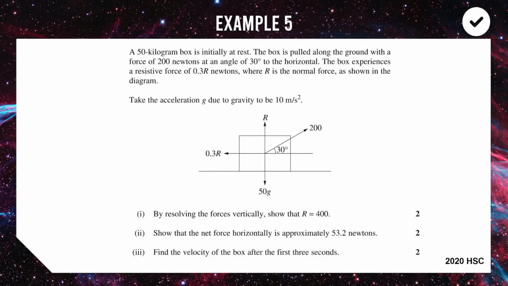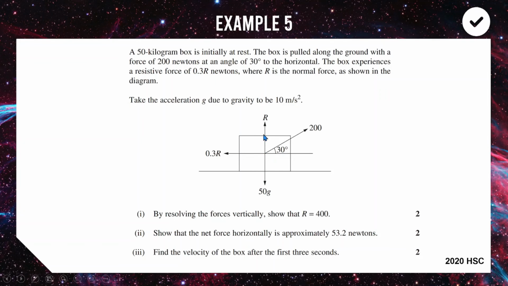Okay, example 5 from the 2020 HSC exam. We've got a 50 kilogram box initially at rest, pulled along the ground by this 200 Newton force at a 30-degree angle. So someone's dragging this box with this chain at this angle with this force. We've got a resistive force because the box is moving this way, and we've got some friction. So opposing the motion is a resistive force of 0.3 R, and that R is equal to the reactive force of the weight on the surface. Okay, so 50 kilograms, why do I keep doing that?